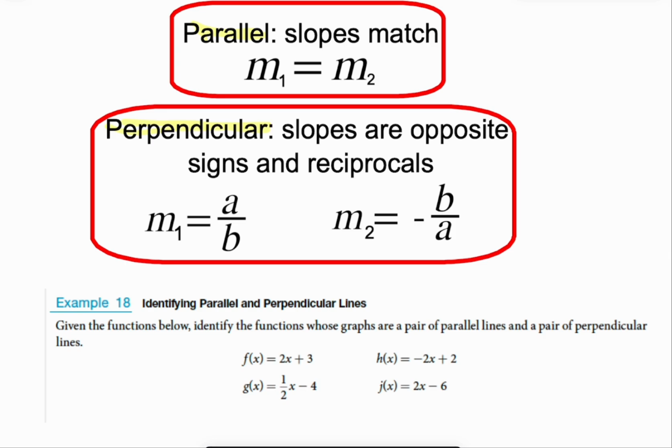So let's look at an example here. It says, given the functions below, identify the functions whose graphs are parallel and perpendicular from the set. So what we're going to do is, for each equation, I am going to pull out the slopes. So my first equation here is in y equals mx plus b form, and your slope is 2. G of x, thinking the same sort of thing, the slope is 1/2. H of x, our slope is -2. And j of x, our slope is 2.